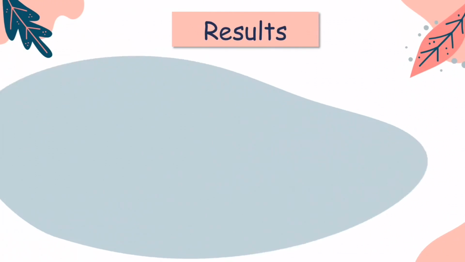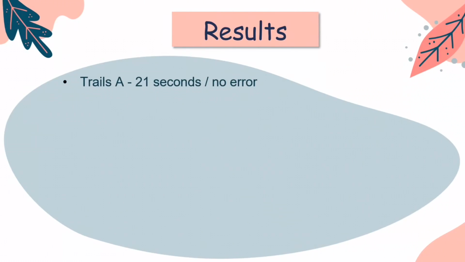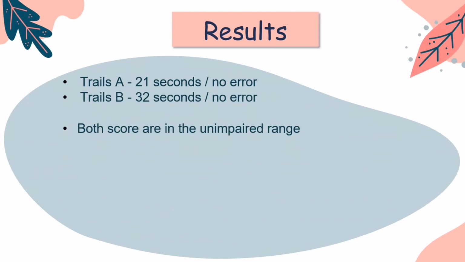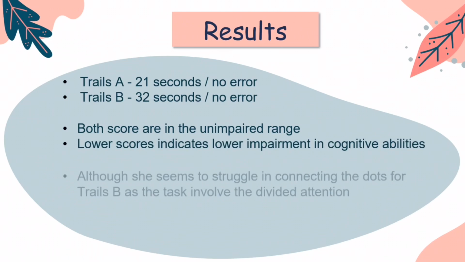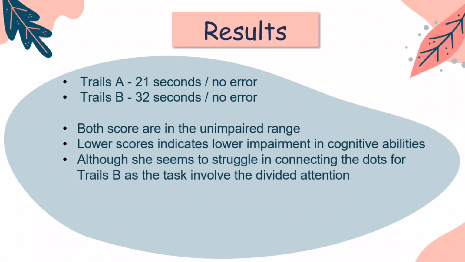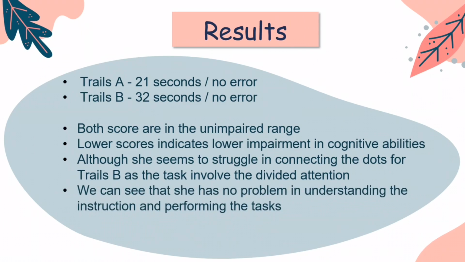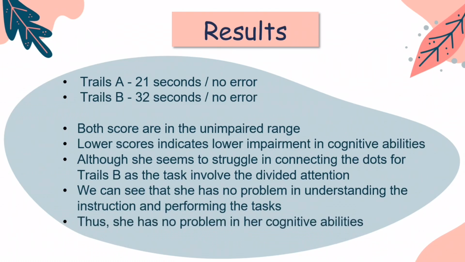The results show that for Trails A, she scored 21 seconds with no error, and for Trails B, she scored 32 seconds, also with no error. Both scores are in the unimpaired range. The lower score indicates she has lower impairment in cognitive abilities, although she seemed to struggle in connecting the dots for Trails B, as the task involved divided attention. We can see that she has no problem understanding the instructions and performing the task. Thus, she has no problem in her cognitive abilities.